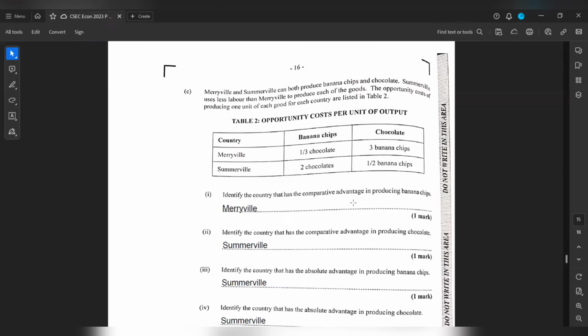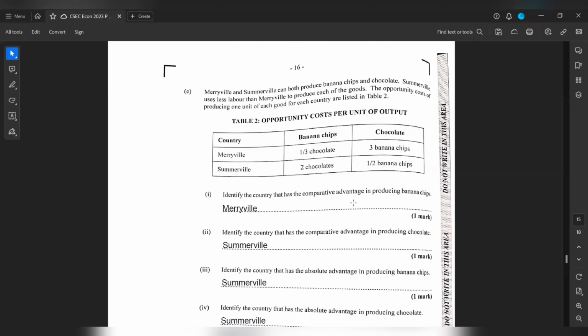That will be Mary Valley. Identify the country that has a comparative advantage in producing chocolates. That will be Summer Valley. Identify the country that has an absolute advantage in producing banana chips. That will be Summer Valley.